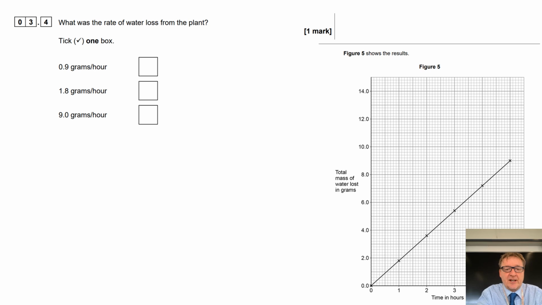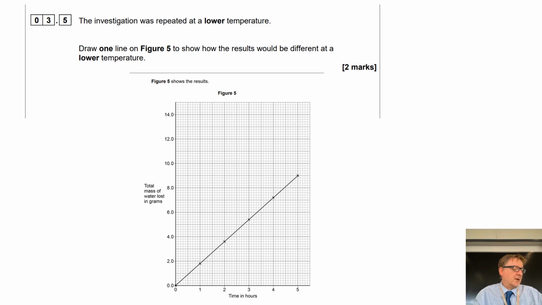So we're looking at per hour. If I go time in hours, and I go from 1 hour using my lovely straight ruler that I don't have, oh, look how wonky that is. Over to there, and then that's my time in hours, and then I go across to the mass of water lost. So how much do I lose per hour? 1.8 grams per hour.